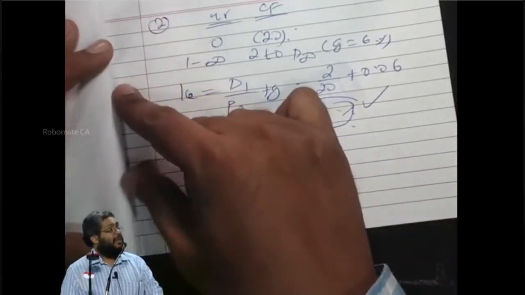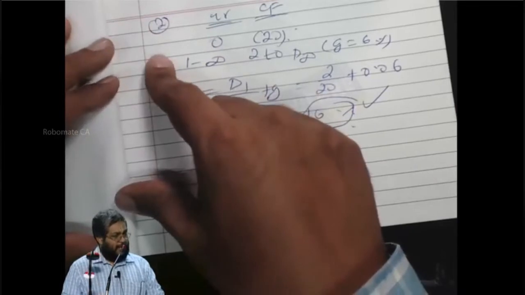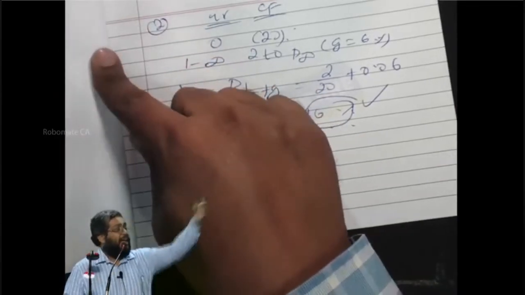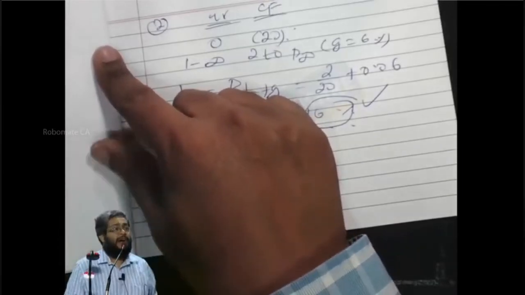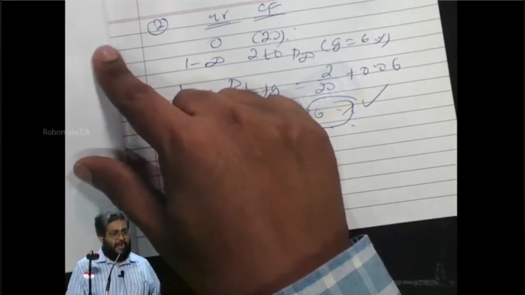But the actual price is how much? 20. Is the share overpriced or underpriced? Underpriced. Buy it. If the actual share is trading at 30, it means what? Overpriced. Do not buy it. Point number 1, accept or not. This is one way of identifying underpricing or overpricing.